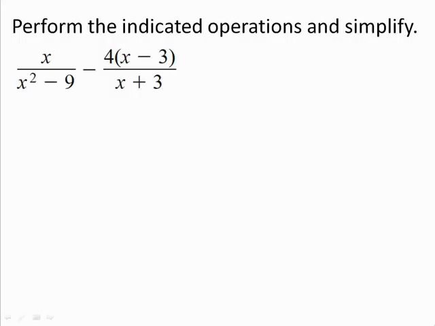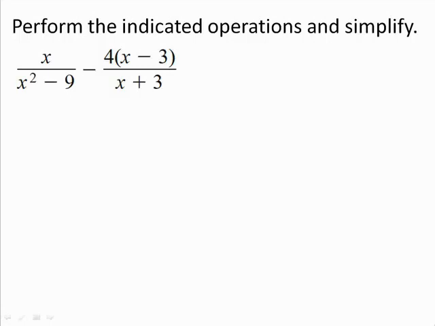Perform the indicated operations and simplify. x divided by the quantity x squared minus 9, minus 4 times the quantity x minus 3 divided by the quantity x plus 3. In order to add or subtract fractions, they need to have the same denominator. Start by finding the least common denominator.